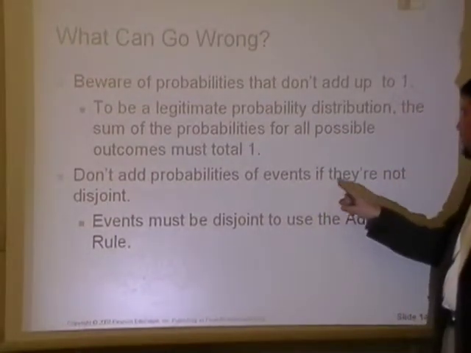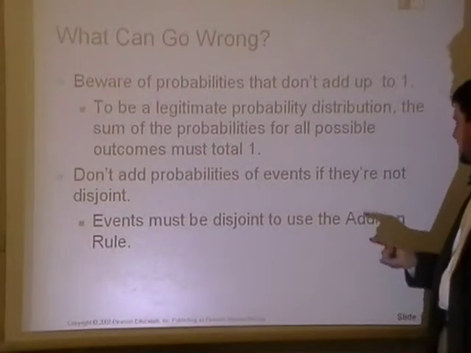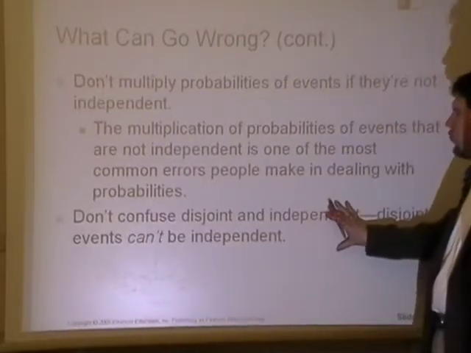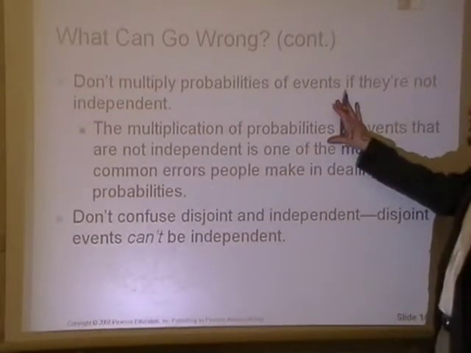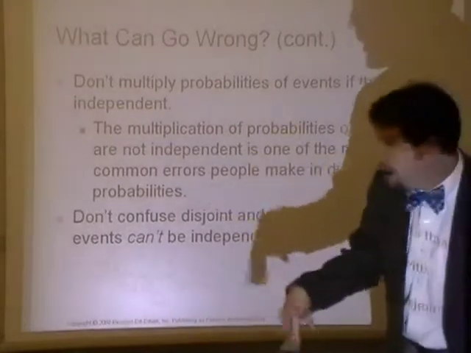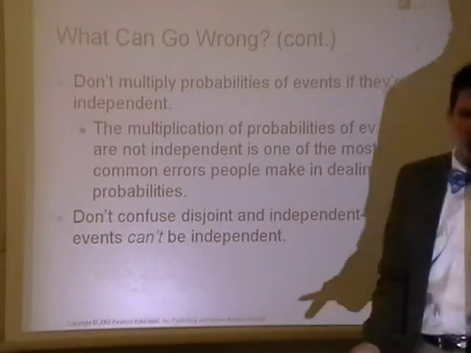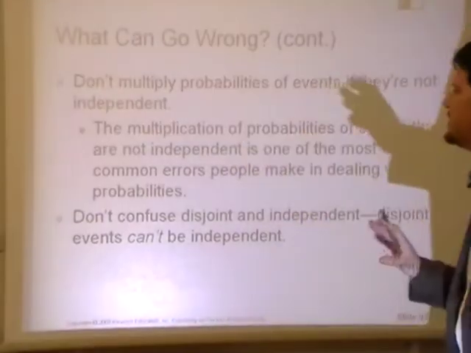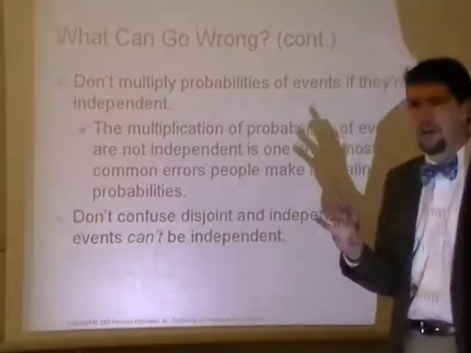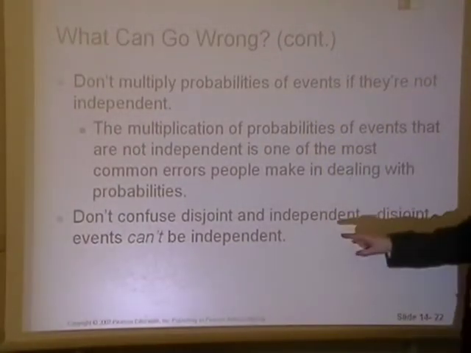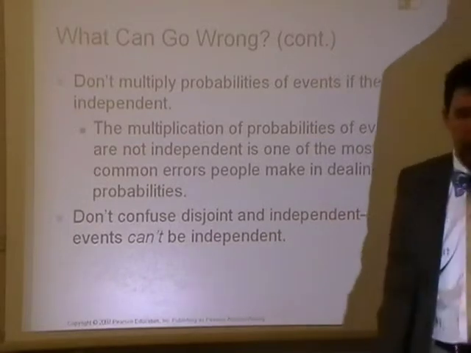Don't add probabilities of events if they're not disjoint. We're going to find out that we're going to do that anyhow. Okay? Don't multiply probabilities if they're not independent. You know what? We're going to do that anyhow too. Don't confuse disjoint and independent. Disjoint events can't be independent. This is going to be kind of a big thing, and we're almost at the end of this slide right here. So what we're going to do is we're going to take a break, and we're going to talk about the difference between disjoint and independent in a second.